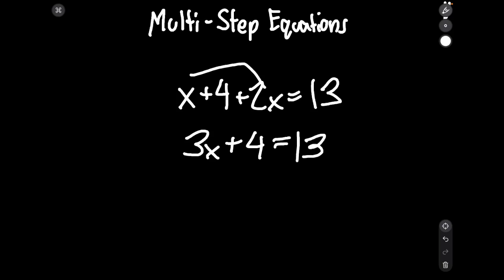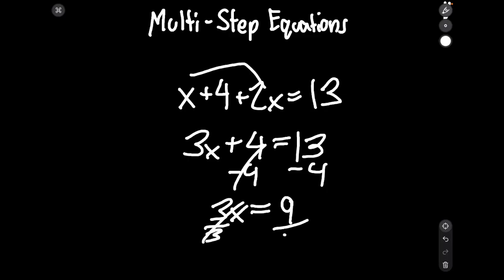So now, just like the last problem, we could subtract 4 on both sides. So minus 4, and then we get 3x equals 9. And then we just divide by 3 on both sides. And then we get x equals 3. And that's our second answer.